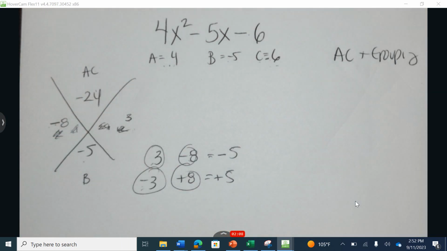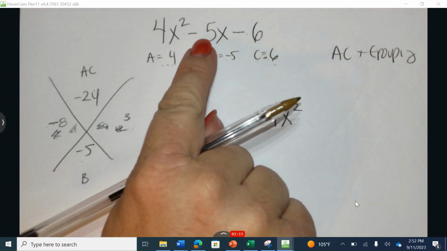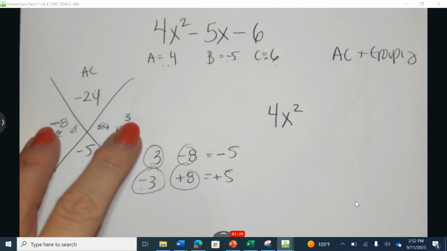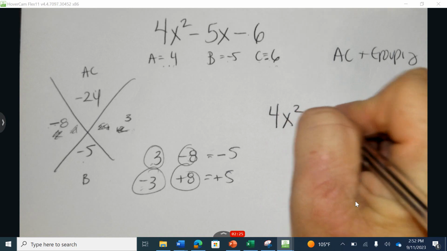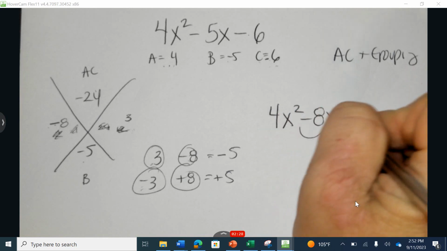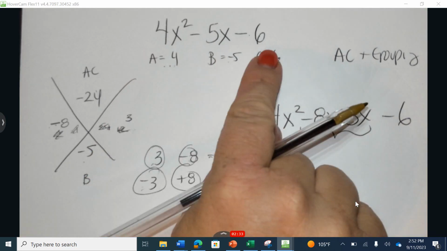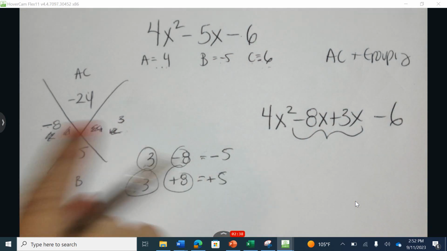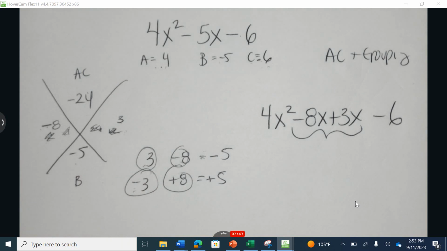Now this method is called AC grouping. So what we're going to do is rewrite this original expression, 4x squared. Now I'm going to rewrite -5x. I know -5 is equivalent to -8 and +3. So instead of putting a -5x, I'm going to write -8x and +3x because I know when I combine these, I end up with a -5x. I rewrote the original expression, but I changed -5x to the combination that multiplies to equal -24 and combines to give us a -5.